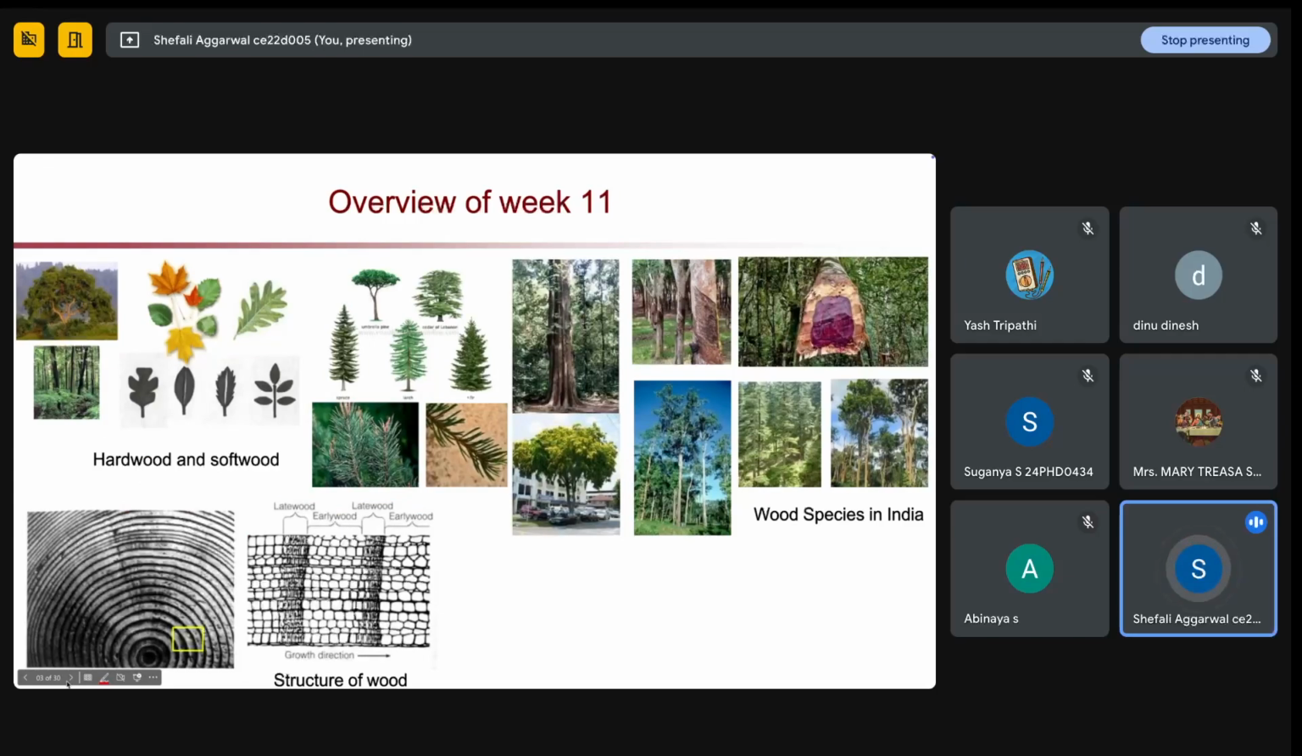So basically, if we talk about different types of wood, we divide wood into two types, hardwood and softwood. The type of trees which we normally see in our plain areas consist of hardwood, and the type of trees you will see in hilly areas with sharp needle-like leaves mainly consist of softwood. So the second thing is, what are the different wood species in India.